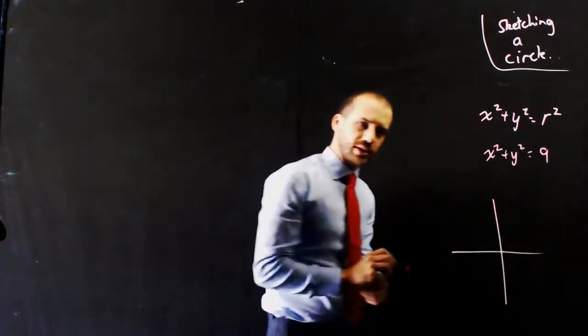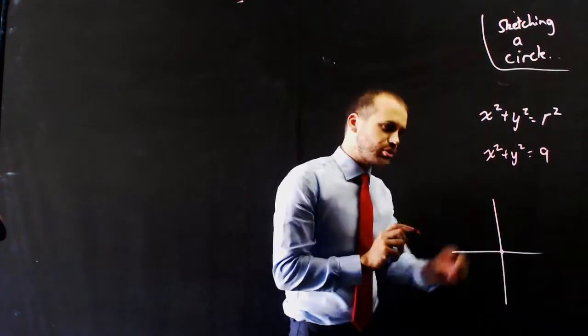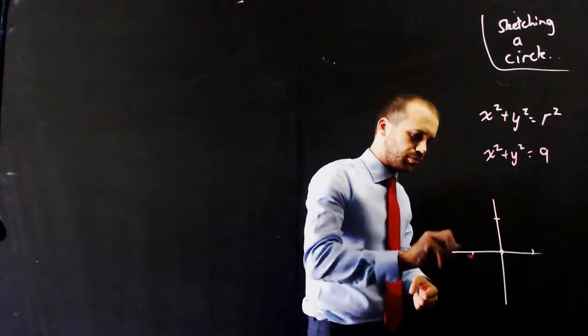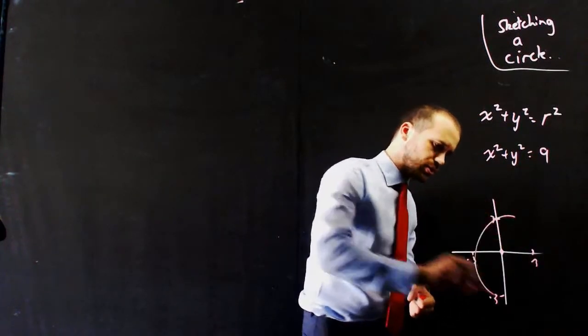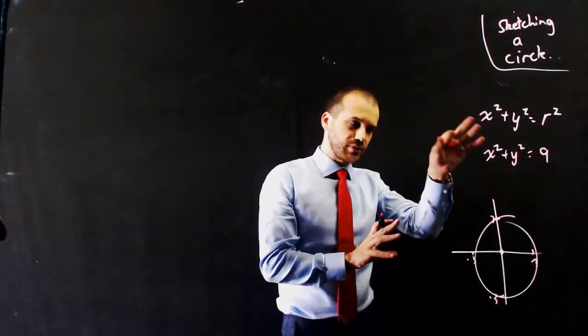On my Cartesian plane, that's going to have a center at the origin, and it's going to have a radius of the square root of 9, which is 3. Negative 3, 3, negative 3, 3, circle. That is the basic equation of a circle.